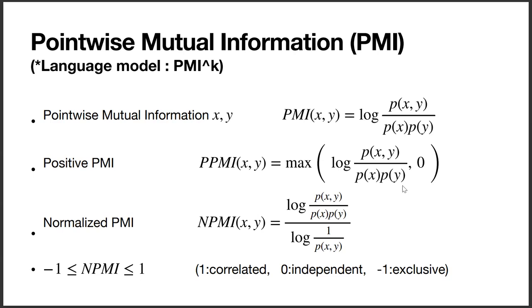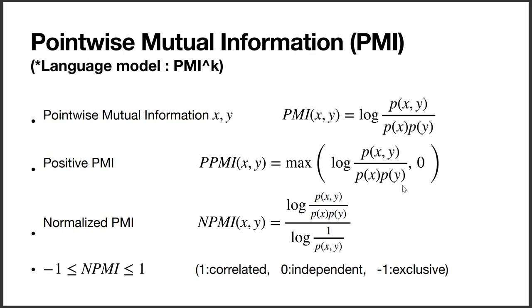So people define positive PMI: if it is negative, throw it away and only take the positive value. Or you can normalize it with the local entropy density of this PDF. And this NPMI takes a value from -1 to 1, meaning that if it is equal to 1, they are perfectly correlated. If it is equal to 0, the ratio is 1, therefore they are independent. If it is -1, it means that if Y happened, then X never happens.